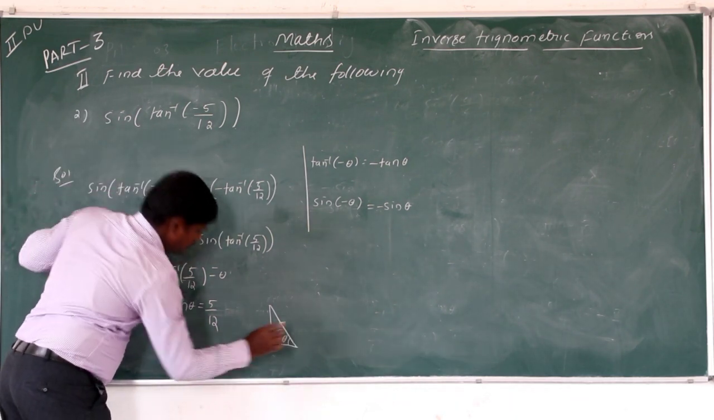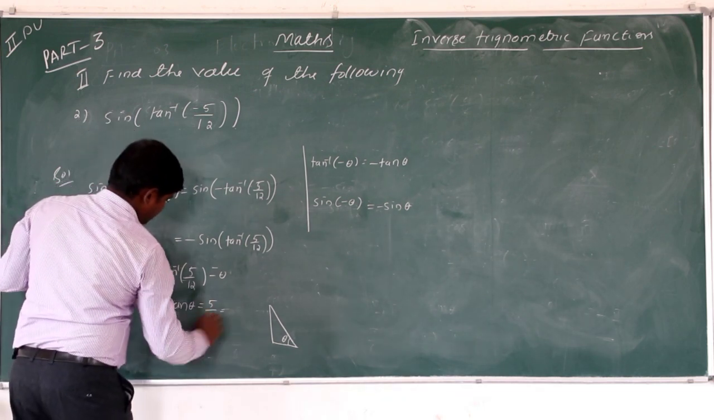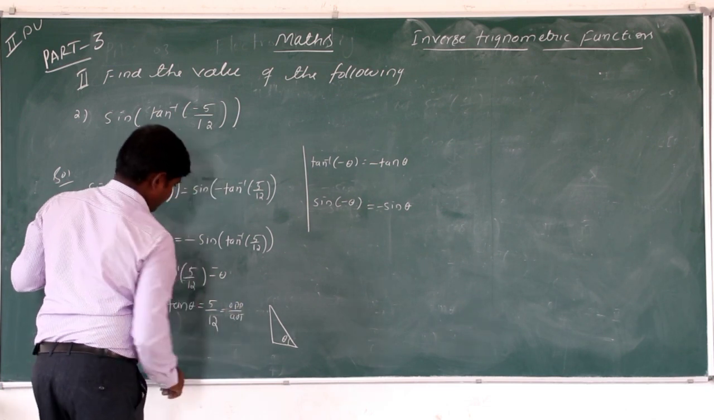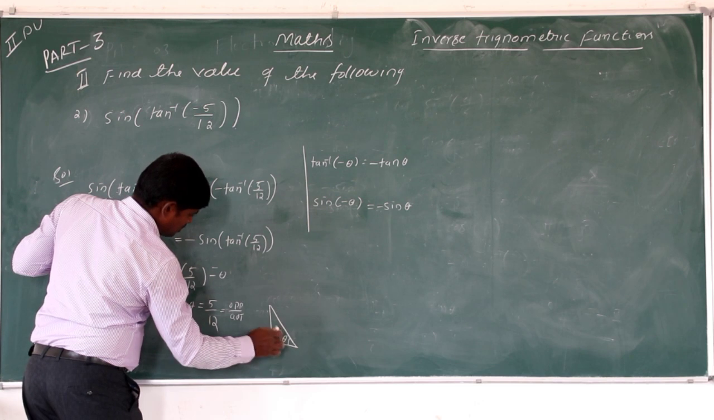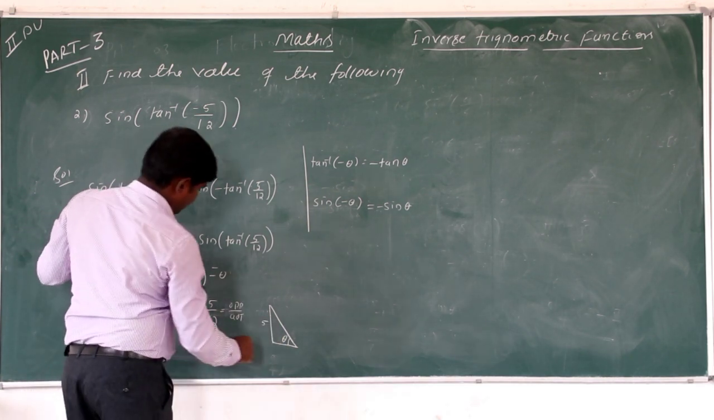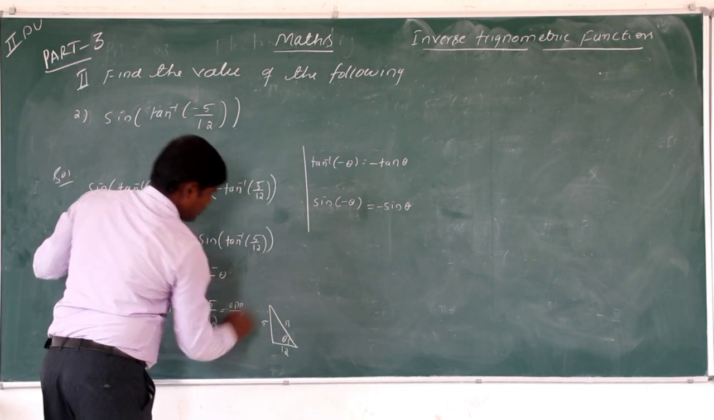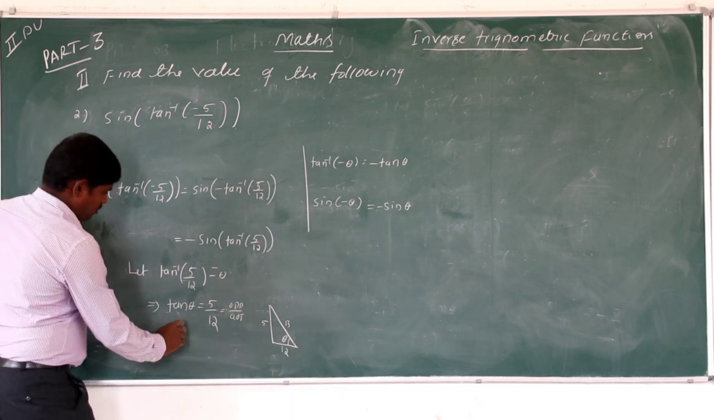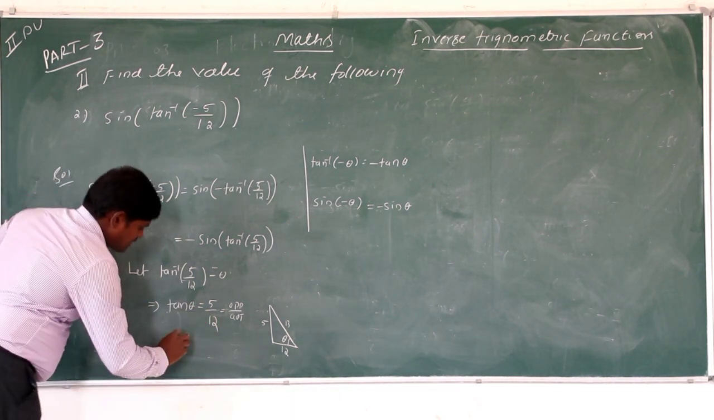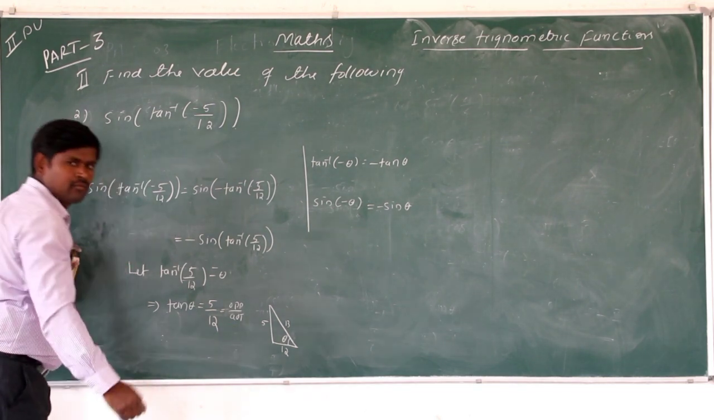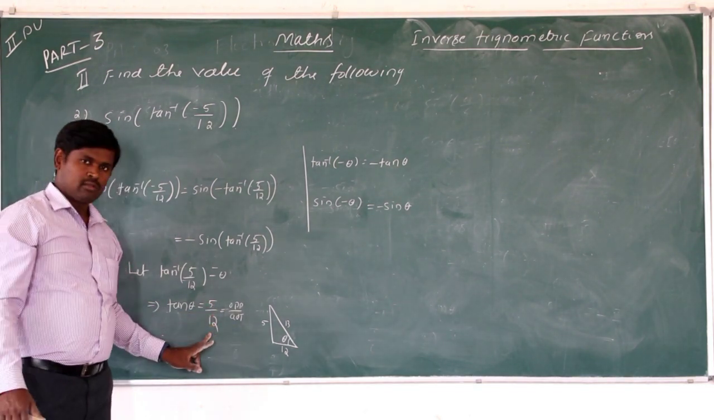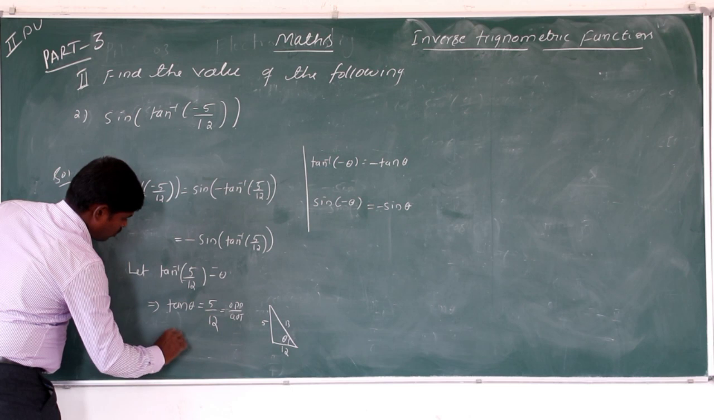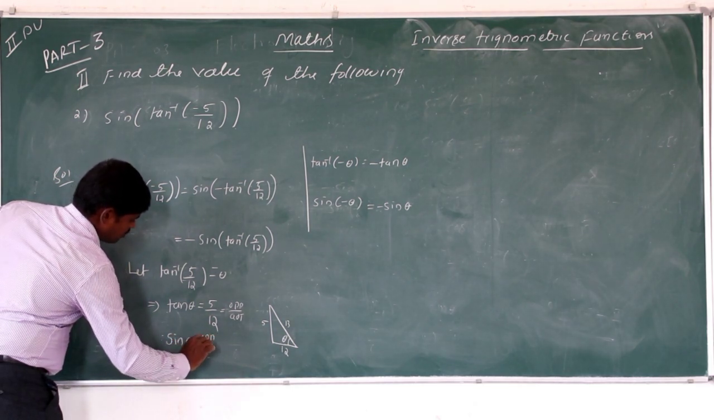So this is the angle theta. Tan theta is opposite side by adjacent side. Opposite side is 5 and adjacent side is 12. So the hypotenuse is 13. So in terms of theta, what about sine theta? In the triangle, tan theta is equal to 5 by 12, and sine theta is equal to opposite side by hypotenuse.